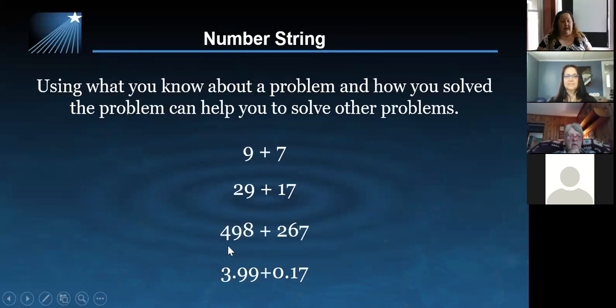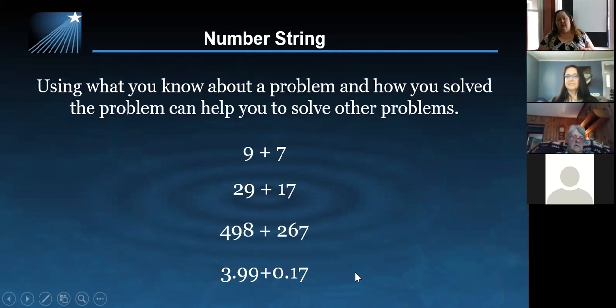So in the third set here, 498 plus 267. Again, I might think I can take 2 from this and give them to this. So I would end up with 500 plus 265. So then I have 765, which makes it easier to add those together. And so the idea is that with decimals, I can take 1 hundredth from the 17 hundredths and give it to the 3 and 99 hundredths to make 4. And I now have 4 plus 16 hundredths, for 4 and 16 hundredths.